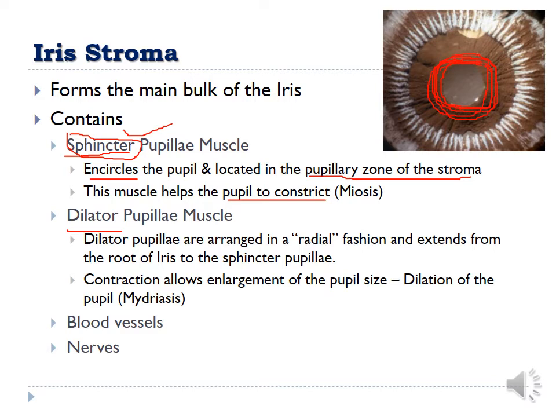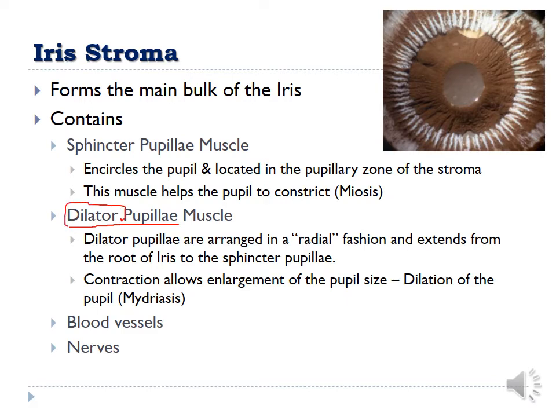So next we'll discuss about the dilator muscle. Dilator pupillae muscle. And what is the function of dilator pupillae? It needs to dilate the pupil, or it needs to increase the diameter of the pupil. We need to make the pupil size bigger. So these dilator pupillae are arranged in radial fashion. Can you see these white lines, like radii? So this is the dilator pupillae muscle. It is like a radius.